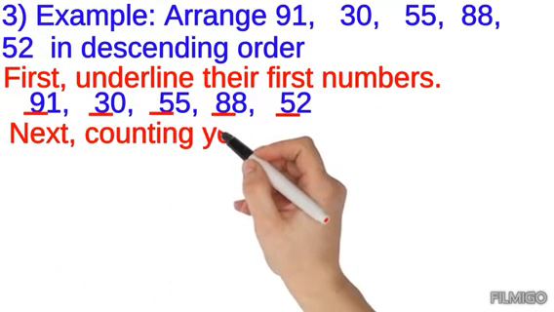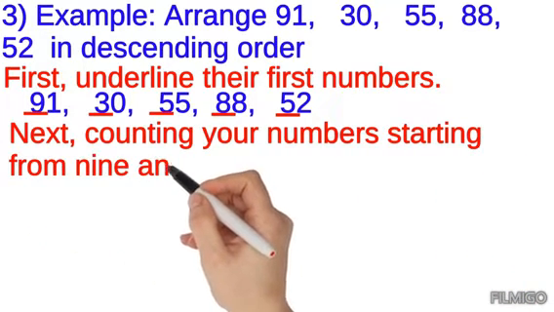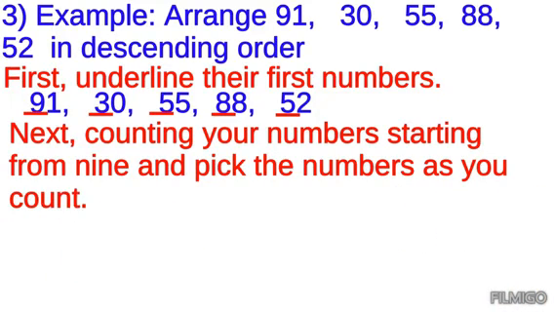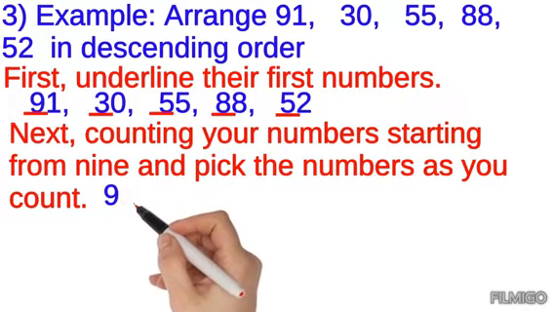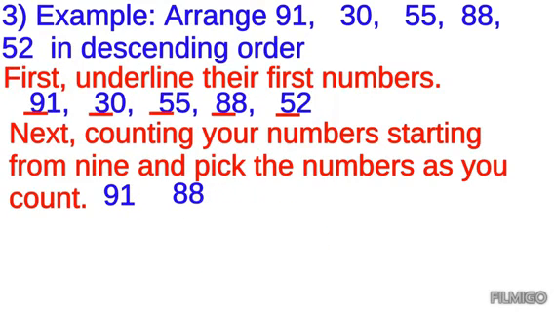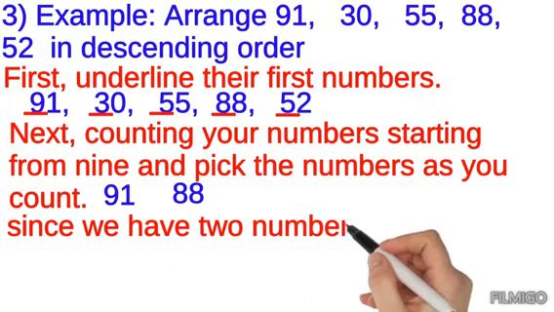The next thing is always to start your counting, starting from 9. And remember, you are counting backward. And you also pick your numbers as you count. We have 9, so we're going to write our 91. After that, we have 8, 8, 8. Do we have 7? No. Do we have 6? No. But we have 5, which is in 2 places.